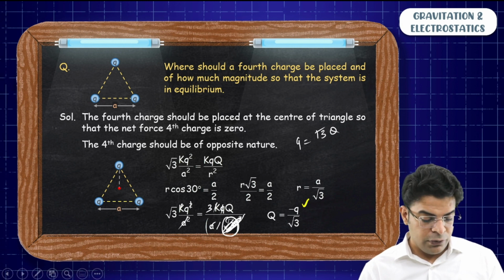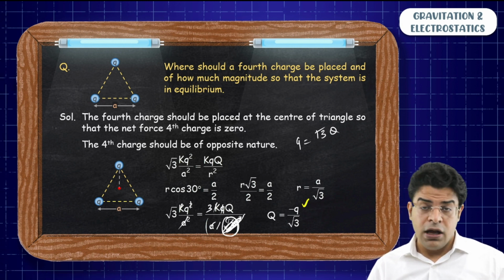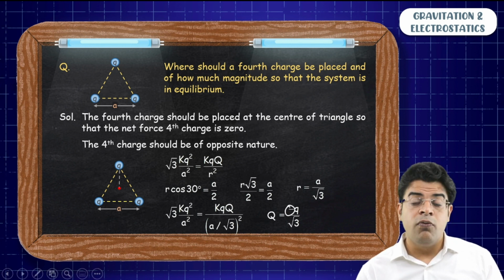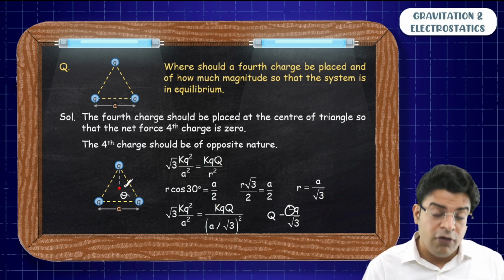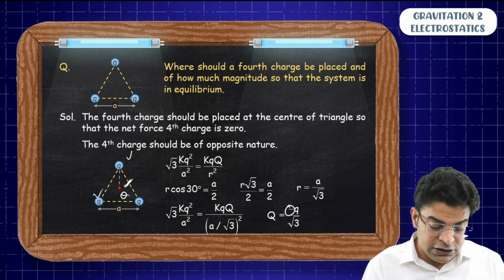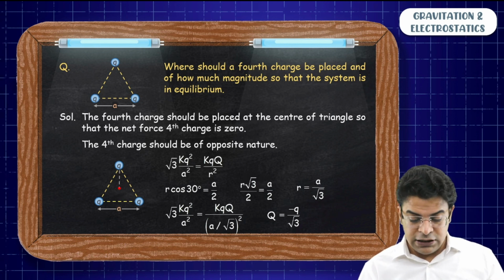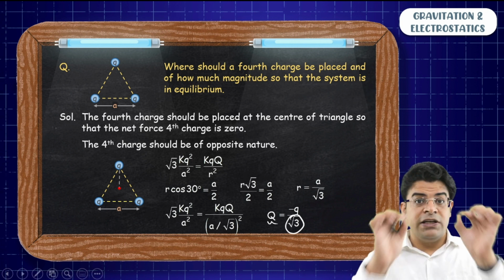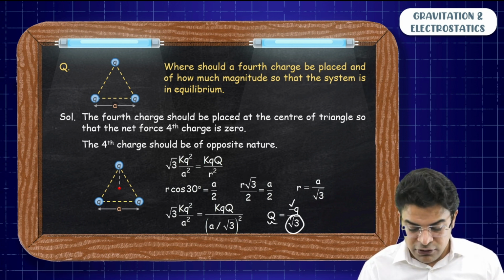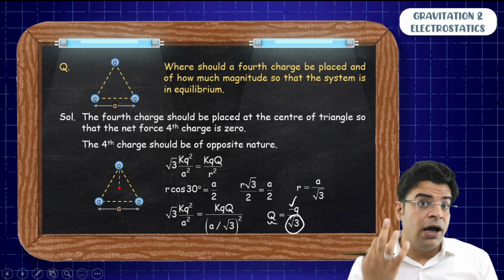Now notice here I have placed a minus sign. Why a minus sign? It's a minus sign because this charge at the center needs to be of opposite nature to the other three charges. So that's why the charge at the center has to be 1 by root 3 times the charges placed at the three vertices and should have the opposite nature. That's why a minus sign.